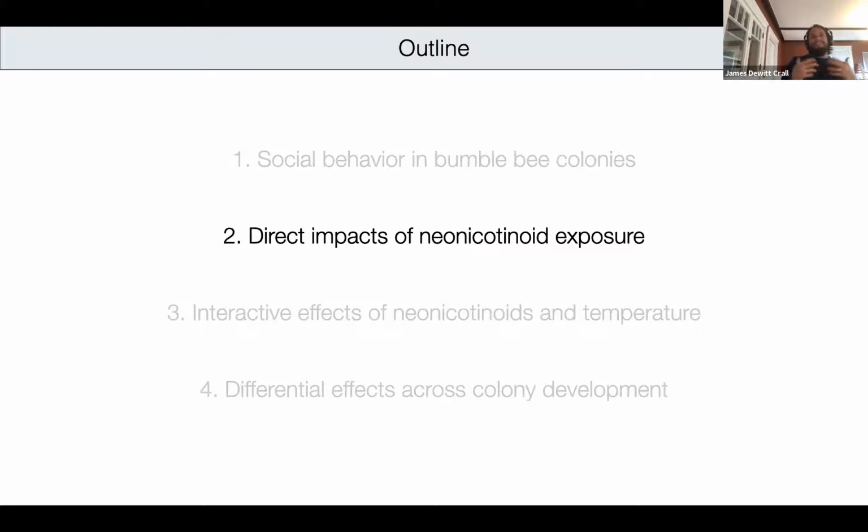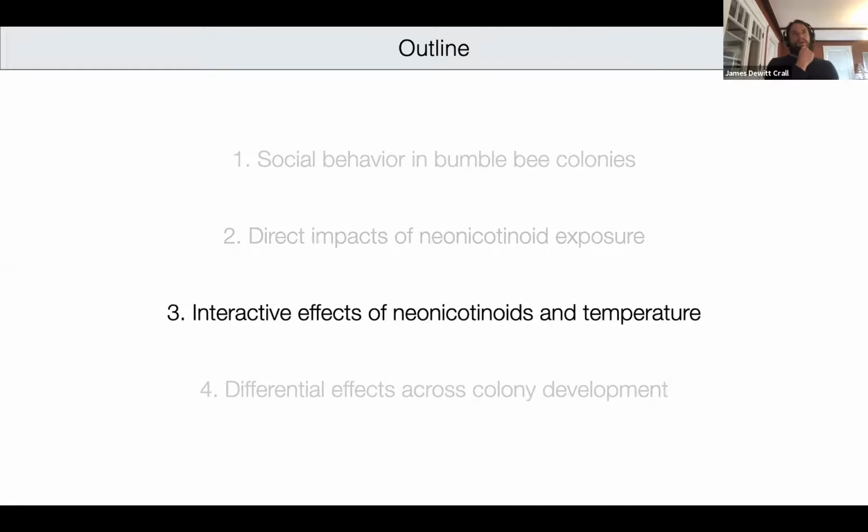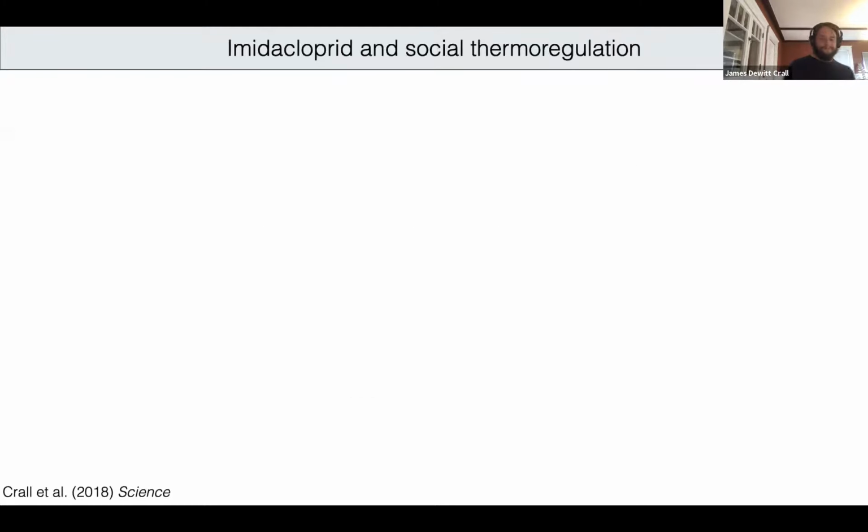Okay, so that gives us a sense of some of the complex ways, in addition to known effects on foraging, that there are likely significant effects on this other suite of behaviors that we maybe didn't know so much about before. So now I want to shift gears a little bit and think about, in addition to direct effects, what happens if we think about the effects of these compounds in the context of a second environmental variable? And what I want to think about is really temperature, because it's particularly relevant for bumblebees and other bees.